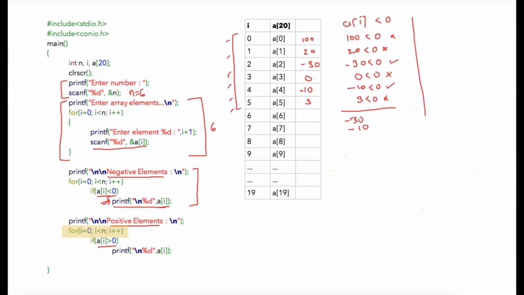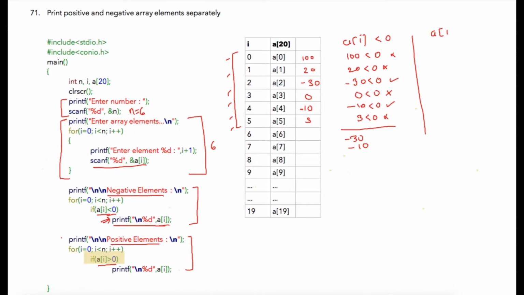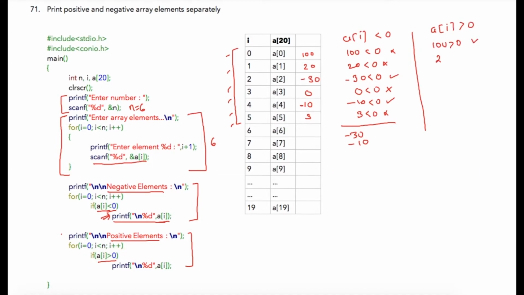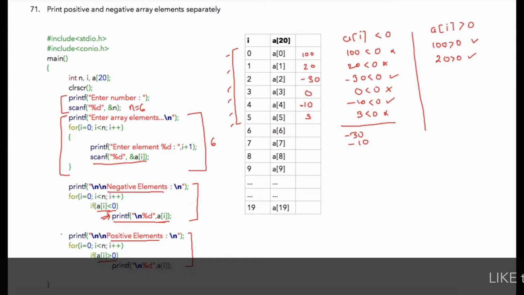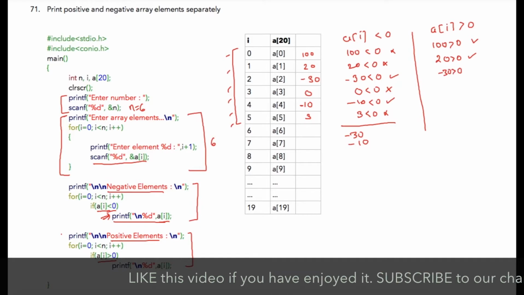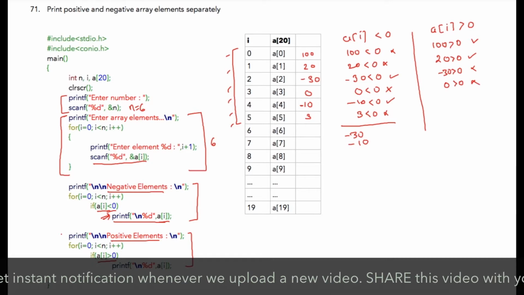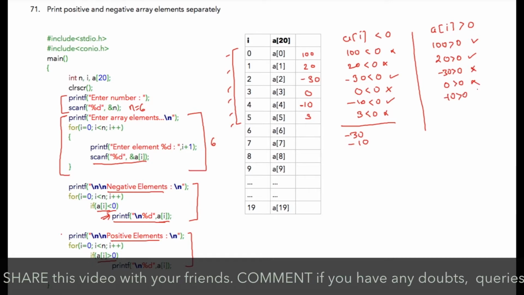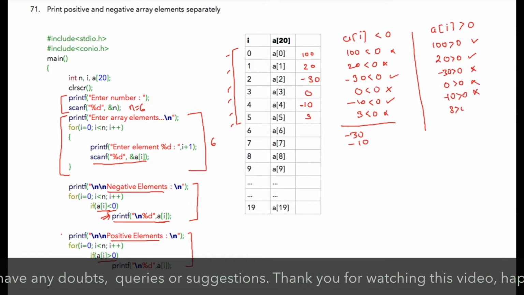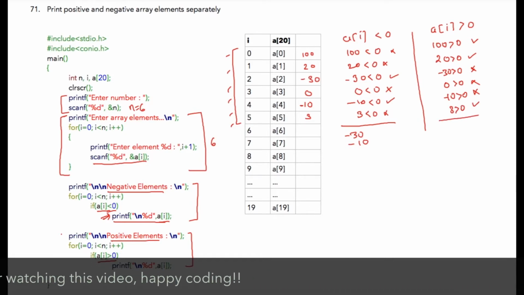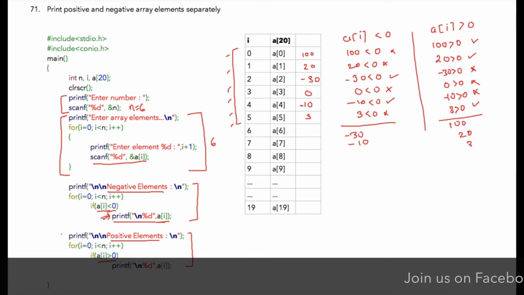Similarly, in the next for loop, we are going to check positive elements. So our main condition to be checked is a of i greater than 0. In the first iteration, 100 greater than 0 will be checked, which is true. In the next iteration, 20 greater than 0, which is true. And in the next iteration, minus 30 greater than 0, which is false. Similarly, 0 greater than 0, which is false. Then minus 10 greater than 0, which is also false. Finally, 3 greater than 0, which is true. So in this for loop, 100, 20 and 3 will be printed.